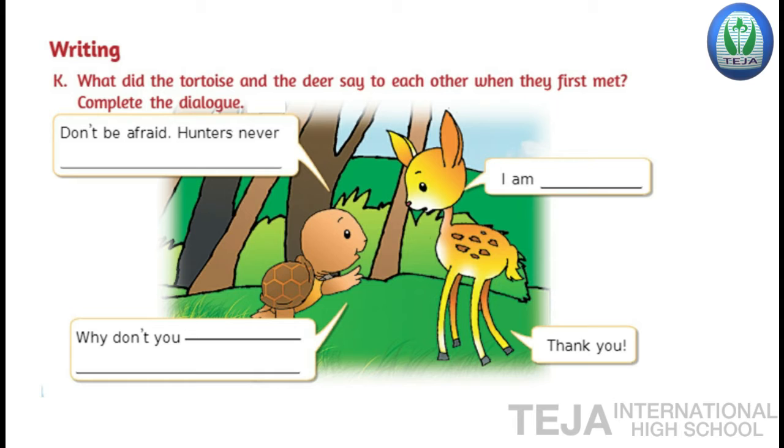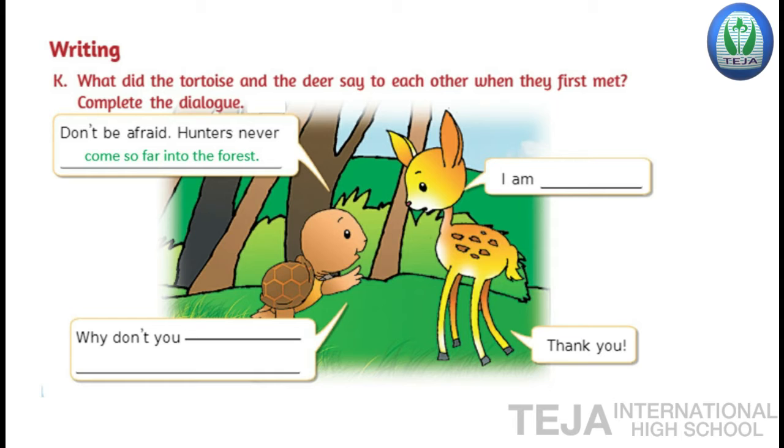Okay, children, here the tortoise is telling the deer, don't be afraid. Hunters never dash. Fill in the blank. What is the next dialogue the tortoise said to the deer, children? Hunters never come so far into the forest.